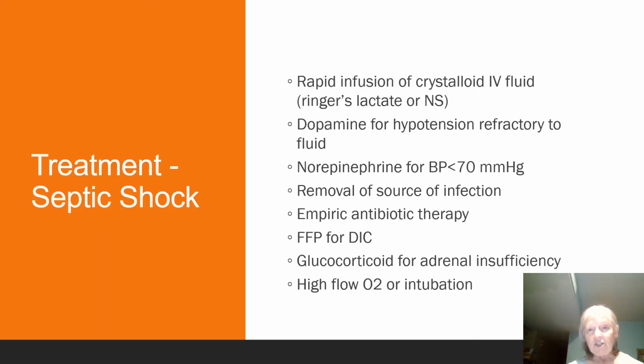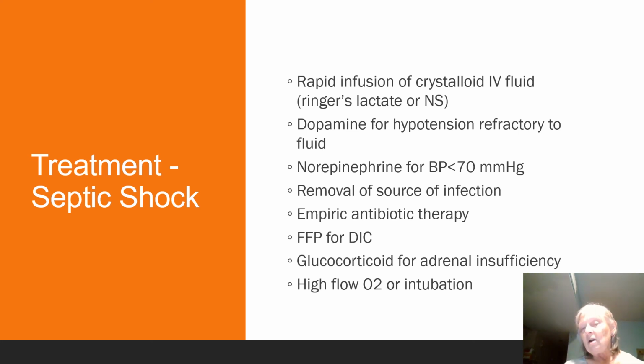So how do we treat you? You need to treat these people fast and you need to be aggressive. And so they're going to give them some fluid to try to have something to be able to circulate. We can give you some dopamine for hypotension. We can give you some norepi. If we know what caused it, we can remove it.